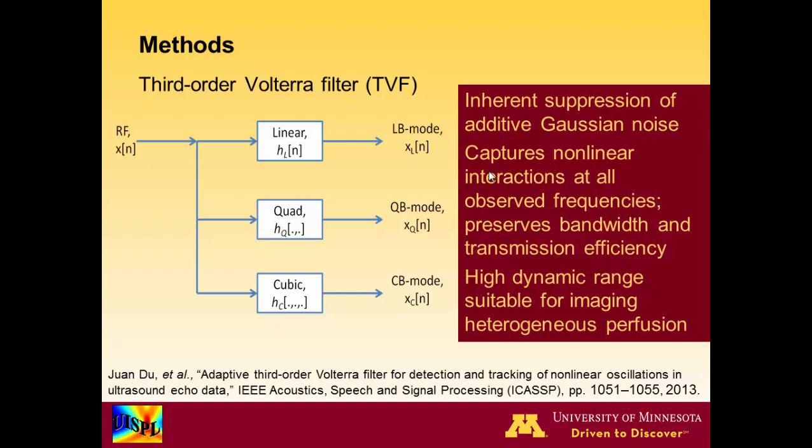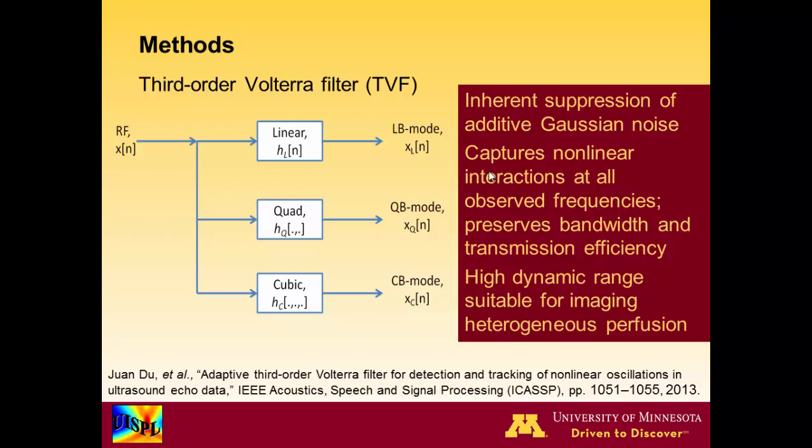So to achieve better perfusion imaging, first we apply the third-order Volterra filter. The Volterra filter is a commonly used nonlinear filter, which could give us the linear and nonlinear components. In the previous talk, the speaker mentioned different methods for perfusion imaging, like pulse inversion and subharmonic and harmonic imaging. The advantage of the Volterra filter is that there's no sacrifice of bandwidth.